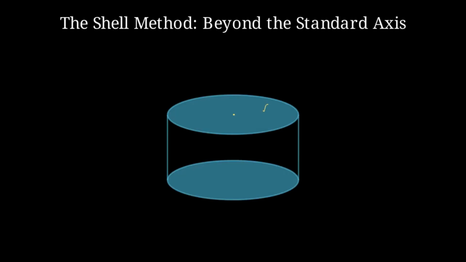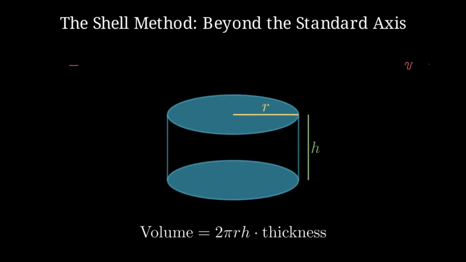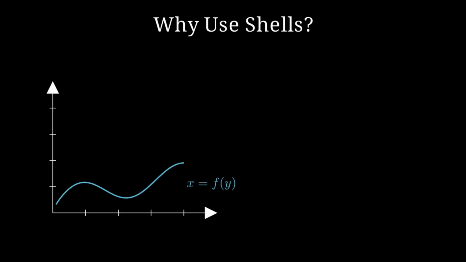When calculating volumes of revolution, the disk and washer methods aren't always the most efficient. Today, we explore the shell method, specifically focusing on how to handle rotation around shifted horizontal axes. Understanding this allows us to solve complex solid geometry problems by nesting thin cylindrical layers, much like the layers of an onion.